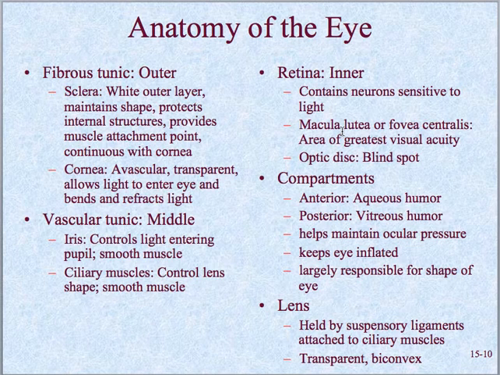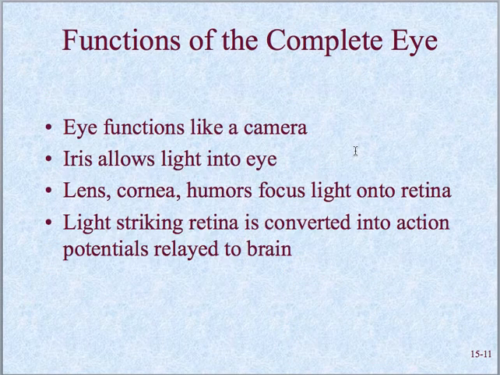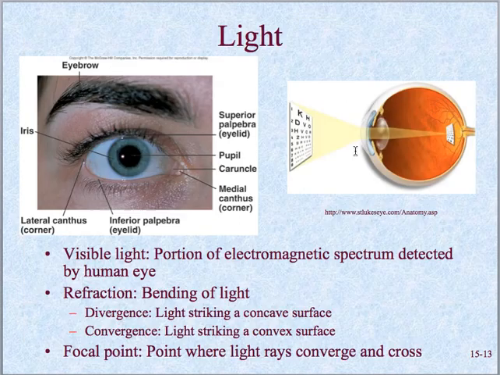and lastly, the lens is held by a suspensory ligament attached to the ciliary muscles. And so this is going to be involved in terms of accommodation, in terms of near vision. And this is controlled by the autonomic nervous system. Next, I want you to turn to slide number 17.